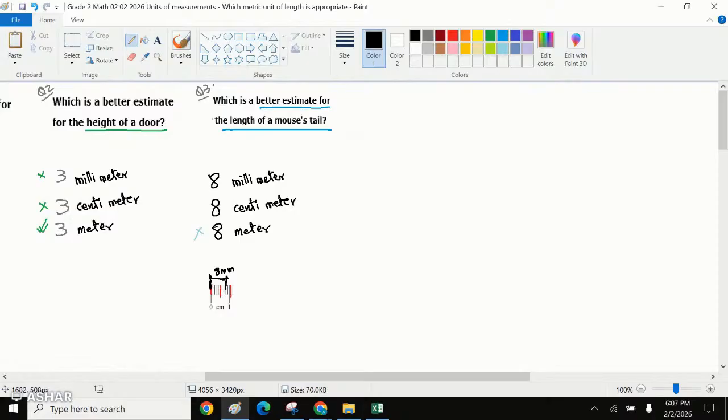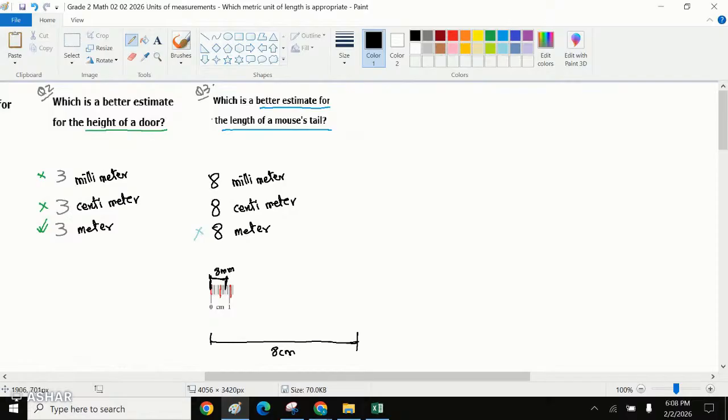It cannot be meter, because we know that 1 meter is approximately our height. I'm just taking an average human's height, right? 5 feet or 6 feet. We would consider 2 meters to be 6 feet, right? So a mouse cannot have a tail this small, right? But a mouse can have this long tail, right? So we can say a mouse tail can be this long.